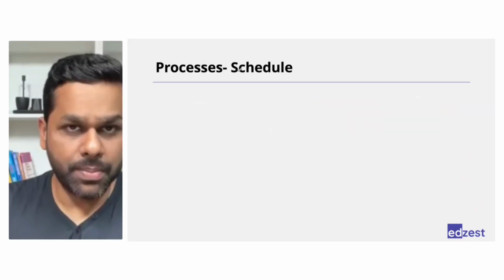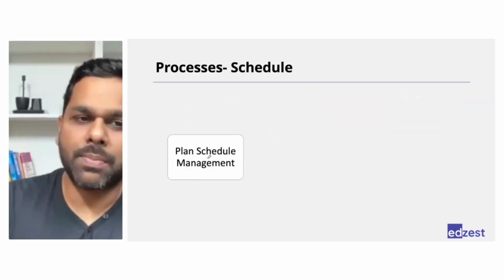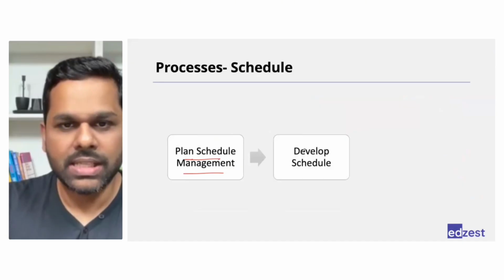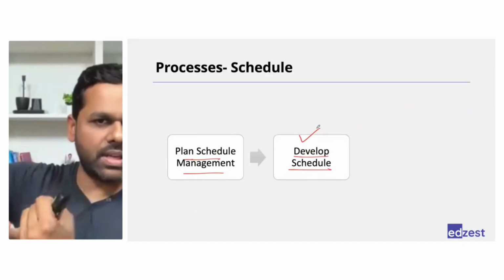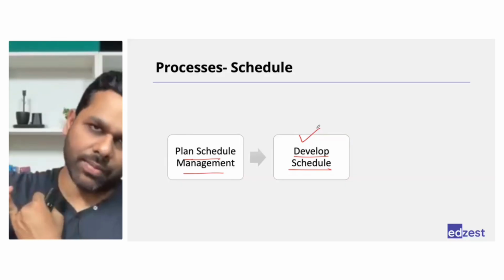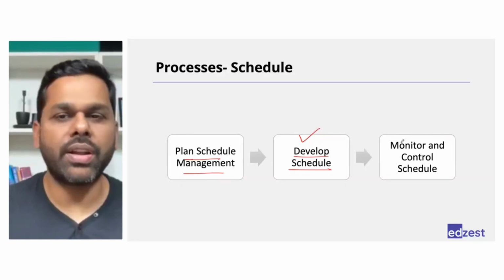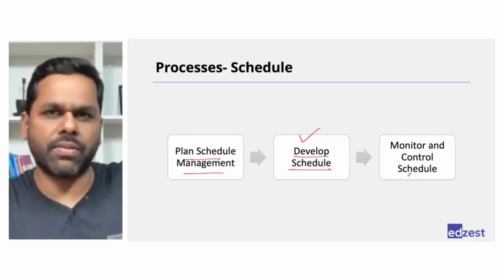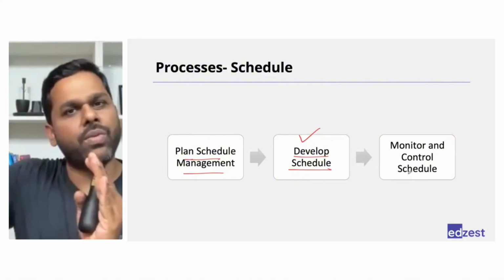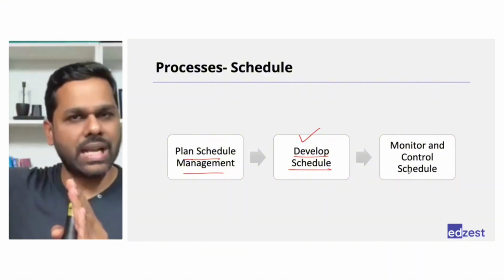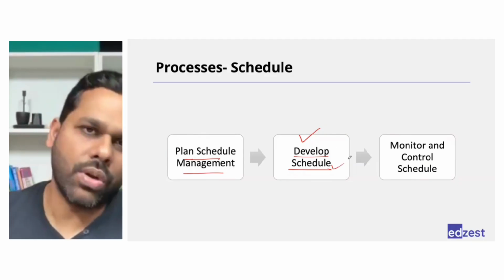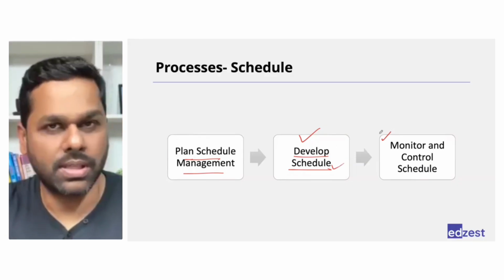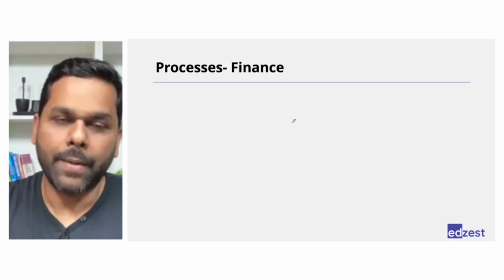In schedule, they talk about three processes. One is planning the schedule management. Second is developing the schedule. This is where you identify activities, sequence activities, estimate the duration, and then finally develop the schedule. And after that, monitoring and controlling the schedule. Whenever the team completes the work or at a decided frequency, every 7 days, 8 days, 10 days, you will check whether everything is happening as per the schedule or not. That's the third process. Okay.